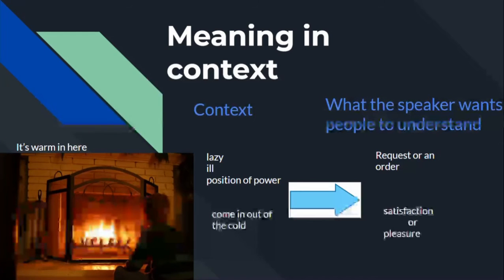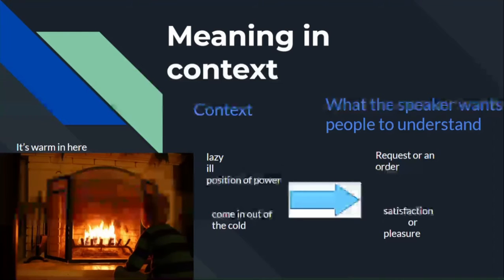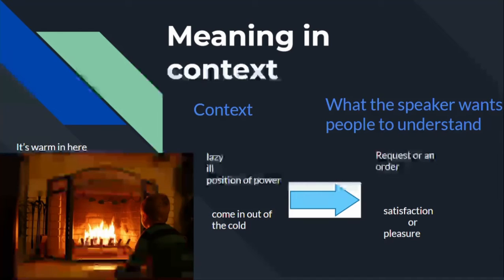Context is explained as the circumstances we have: where, when, the situation, the culture between speakers. For example, we have here an example in which a person can say the sentence "it's warm in here." And this sentence can change depending on the context. What the speaker wants people to understand can change depending on the context where the sentence was said. For example, if the person is lazy, ill, or in some position of power, it may be a request or an order.